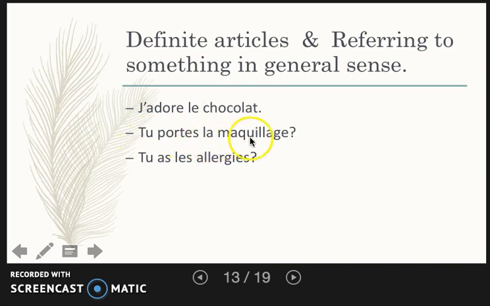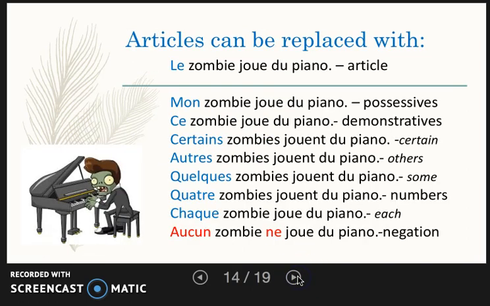Question: tu portes le maquillage? Do you wear makeup? Notice in English, you just say makeup. Whereas in French, you have to have this because it's makeup in general. Tu as les allergies? Do you have allergies? Notice I need the because I'm talking about allergies in a general sense. The fun thing that you're going to learn later on is that articles can be replaced with something else.